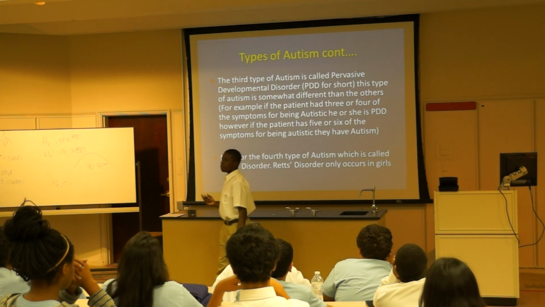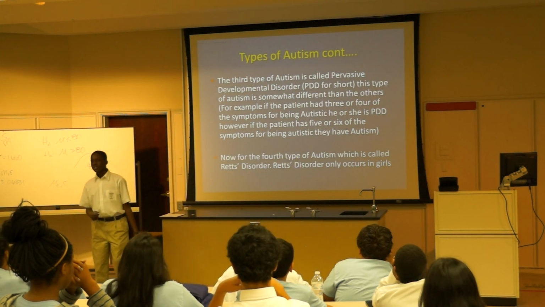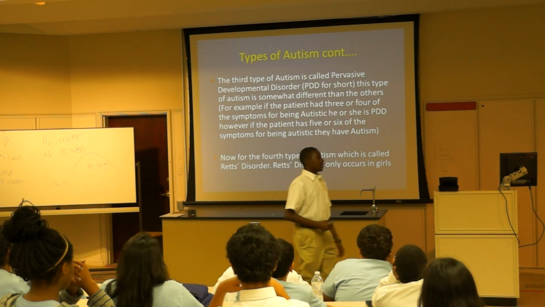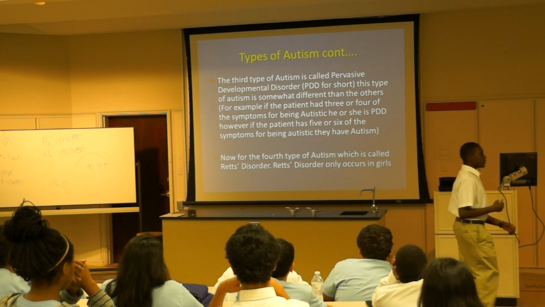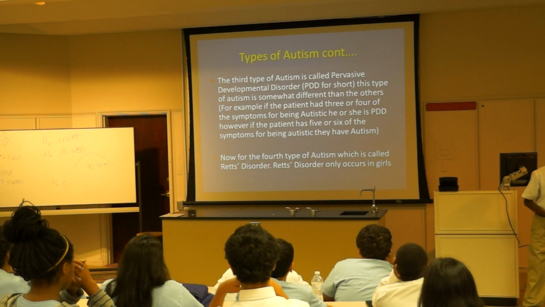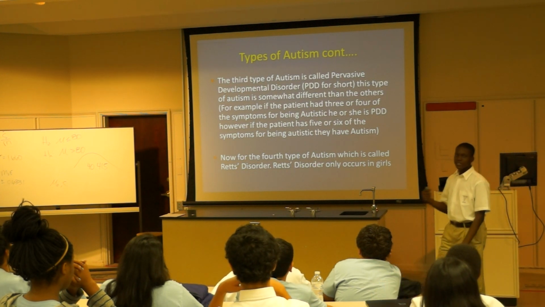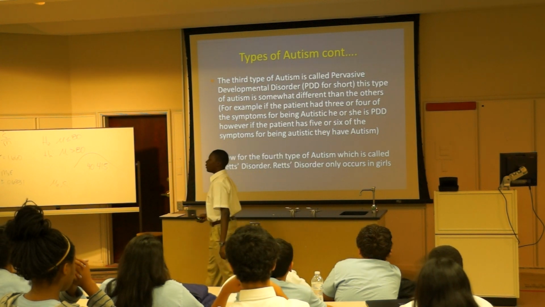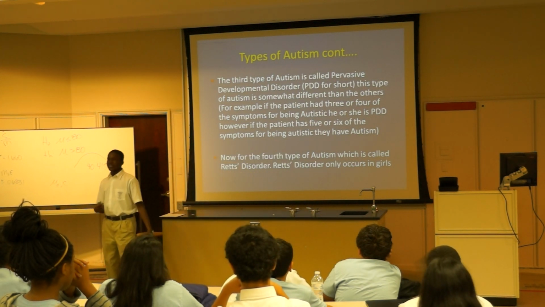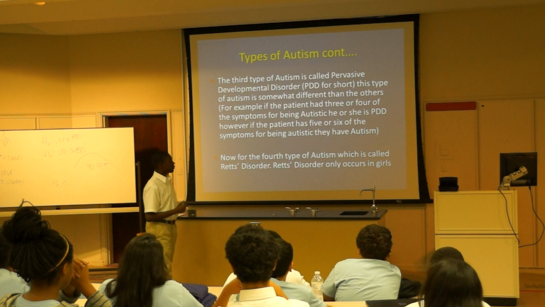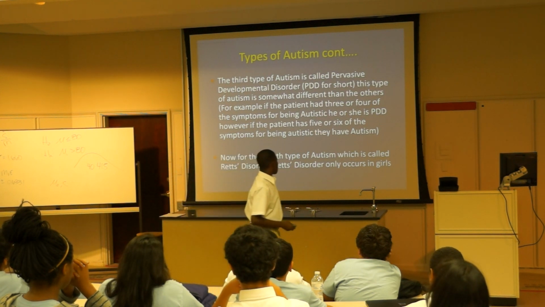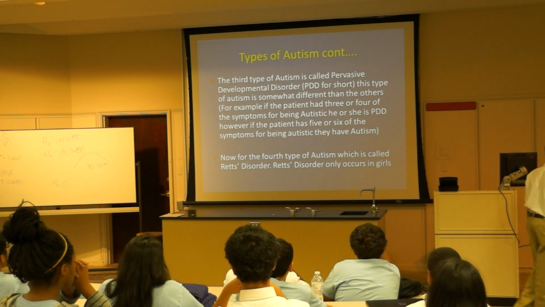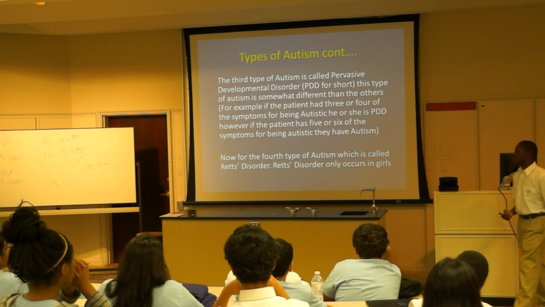The next type of autism is called pervasive developmental disorder, or PDD for short. For example, if a person goes to a doctor and he has 3 or 4 signs of autism, they'll tell him that he has PDD. But for a person who has 5 or 6 or 7 signs of autism, they say that you're autistic. The 4th type of autism is Rett disorder, and it only occurs in girls.